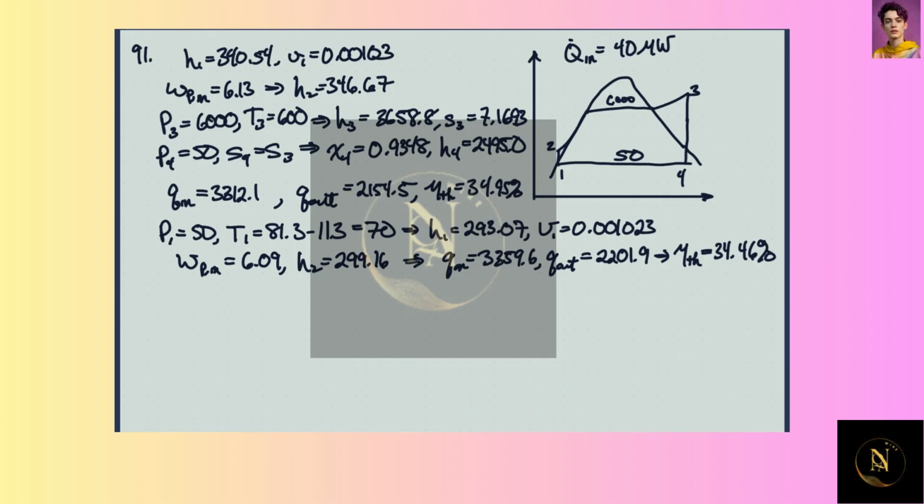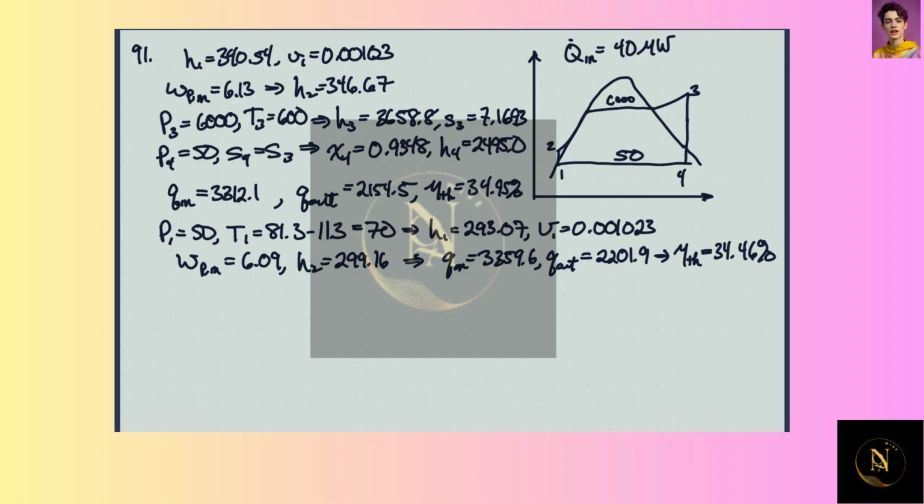Now we have the enthalpy at all of our inlets and outlets, so we can get the specific heat going in, which is just H3 minus H2. The specific heat going out is H4 minus H1. And from this, we can get the efficiency, which is just 1 minus the ratio of Q out over Q in. And that winds up being about 35%.